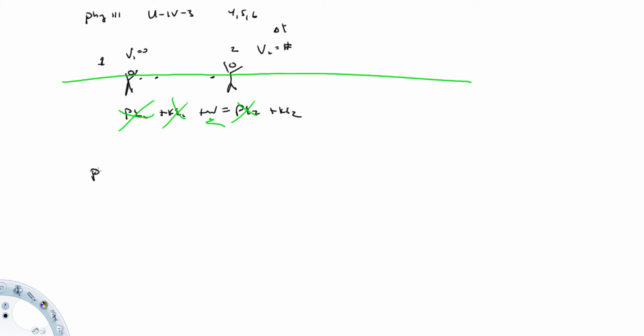Part B, calculate the power. Power is change in energy over change in time. It's also equal to the work done over the change in time, because the work and the change in energy are the same thing. So that should be enough to calculate the power.